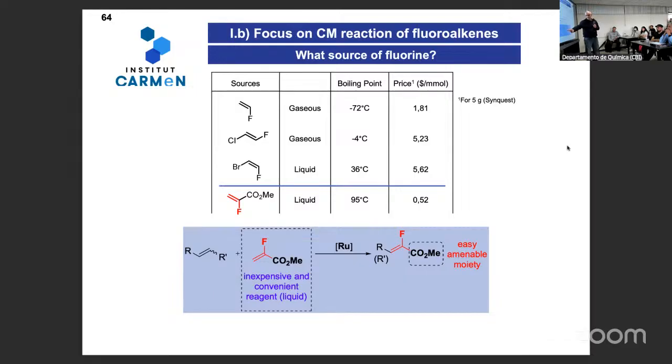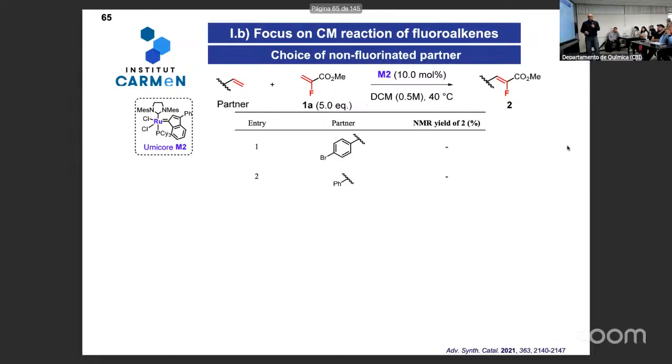So it is not expensive, convenient to use, and also you have an ester group that you can functionalize. So we're starting to optimize the reaction. First, we chose two partners which were very effective with methyl acrylate without the fluorine atom. It works very well. When you have the fluorine atom, you get nothing.